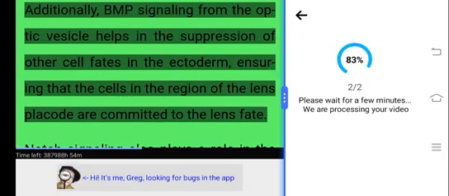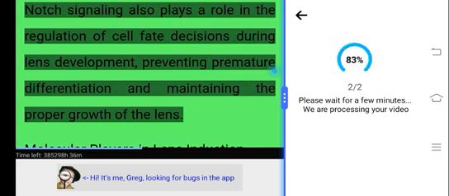Additionally, BMP signaling from the optic vesicle helps in the suppression of other cell fates in the ectoderm, ensuring that the cells in the region of the lens placoid are committed to the lens fate. Notch signaling also plays a role in the regulation of cell fate decisions during lens development, preventing premature differentiation and maintaining the proper growth of the lens.